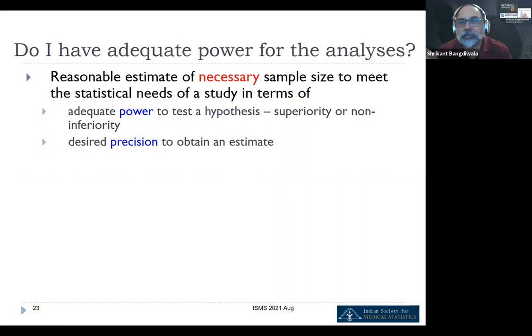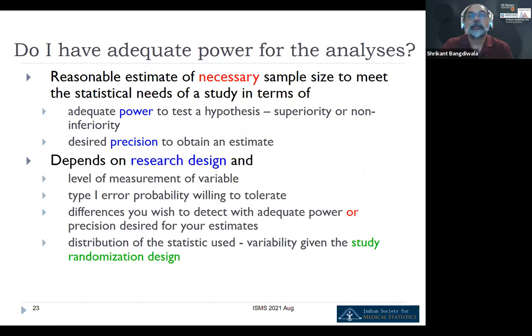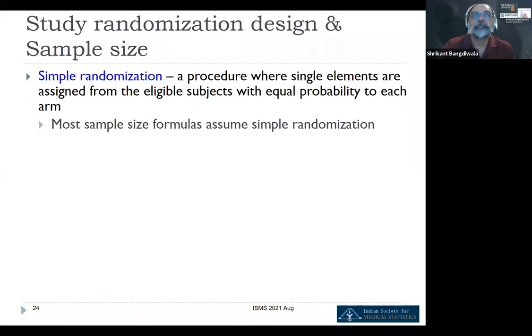So you do a reasonable estimate at a design stage of the sample size needed for what? Many times we either talk about power or we talk about precision. However, in a clinical trial, it's almost always power, because what we're doing here is comparing two interventions. So we're testing, and so we are always in this hypothesis-driven testing situation. So it's power that determines it. It depends on the research design. As I've said, the level of measurement of the variable, type 1 probability, type 2 probability, and the distribution of the statistic used given the study randomization design. So the randomization design does impact the sample size calculation.